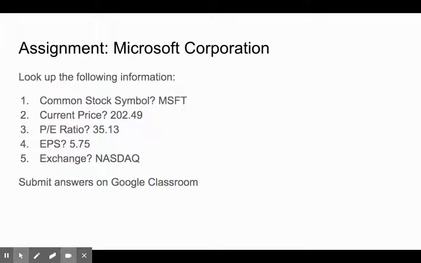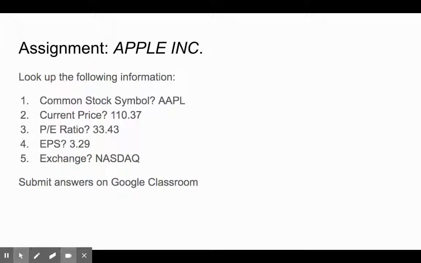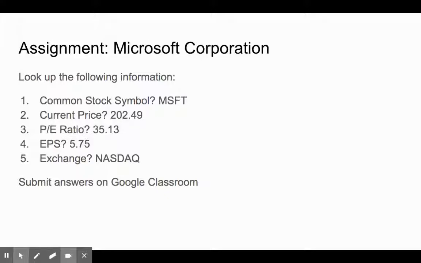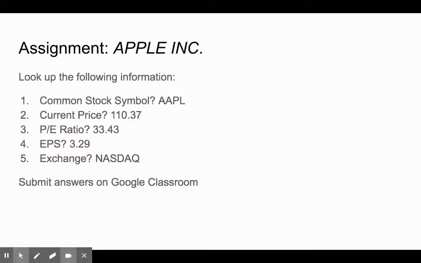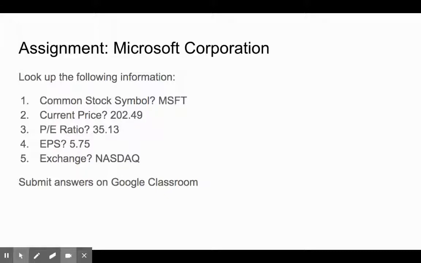Right? Okay, now PE ratio, price to earnings. Apple's a little less, right? 33. So Microsoft wins out on that one. Earnings per share, Apple, $3.29. Microsoft, $5.75. Okay, so Microsoft looking a little bit better on those, just those 3 categories.